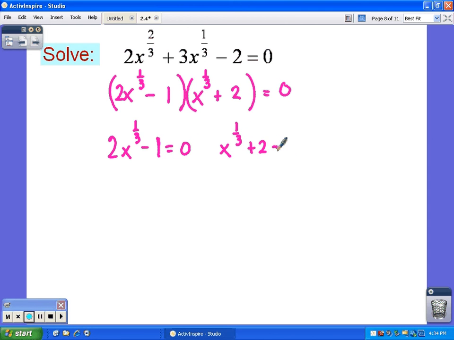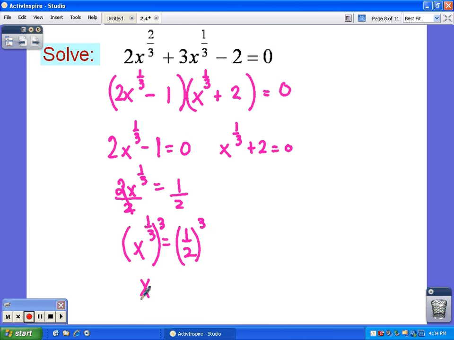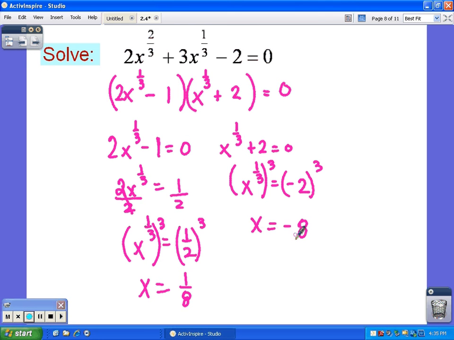Now we need to get the x by itself, so I'll move the 1 over and I'll divide by 2. And we would have x to the 1/3 is equal to 1/2. Now you do need to remember your rational exponents. The 1/3 power is the same thing as the cube root, and the operation that undoes cube roots is cubing. So we need to cube both sides, and we would get x is equal to 1 over 8. Doing that same process on the other side, I'll get the x by itself. Again, this 1/3 power is the cube root, so I need to cube both sides, and we would get x is equal to -8.